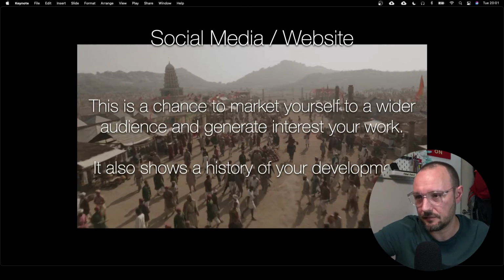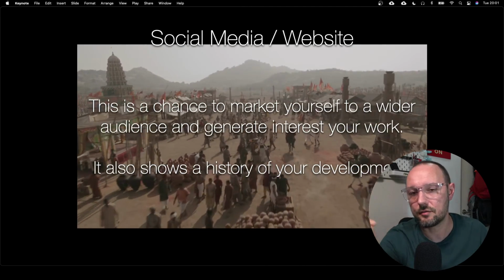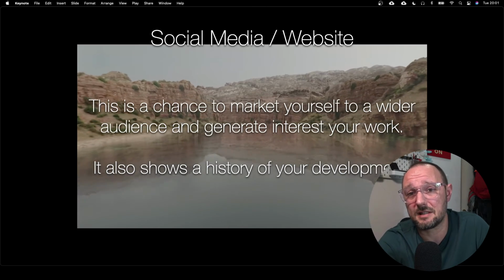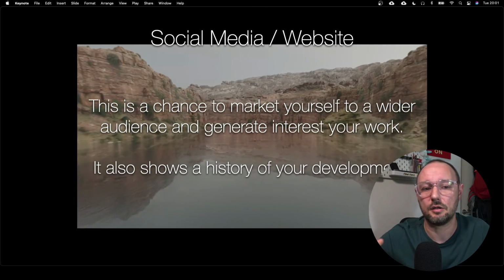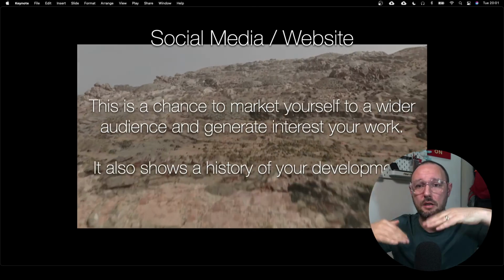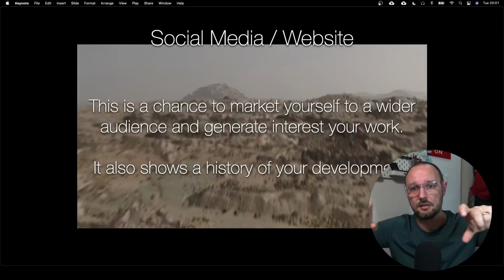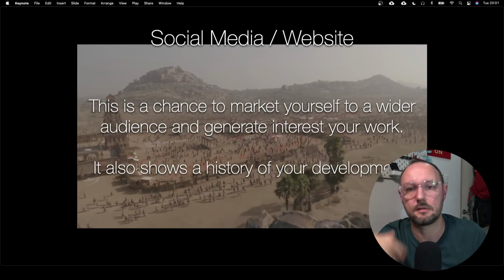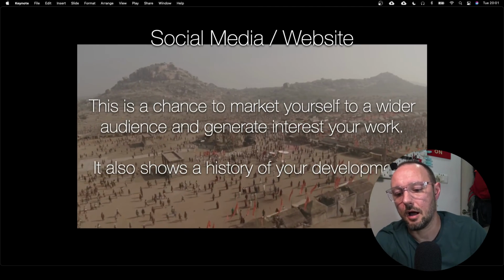Okay, just like I mentioned at the bottom here, show a history of your development. So sites like ArtStation, for example, are brilliant for this because you can actually start layering and showcasing. Okay, this is at this year, this is at this year, this is at this year, and it showcases how you've progressed over 5 years, over 10 years, or whatever it may be.